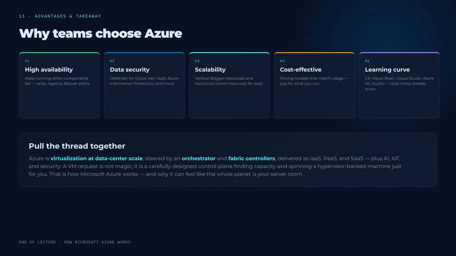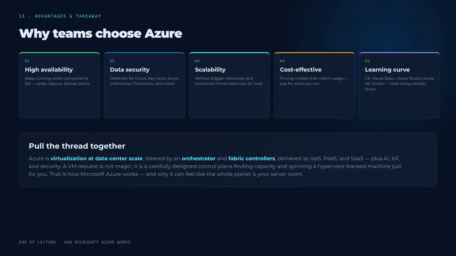5 practical advantages. High availability. The infrastructure is designed to keep working even when individual components fail. Multiple racks, regions, and failover paths. Data security. Tools like Microsoft Defender for Cloud, Key Vault, and Azure Information Protection help protect data in the cloud, not as an afterthought. Scalability comes in 2 flavors.